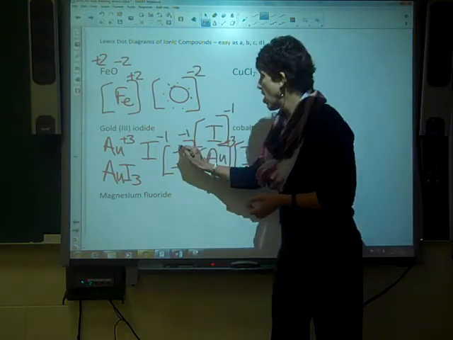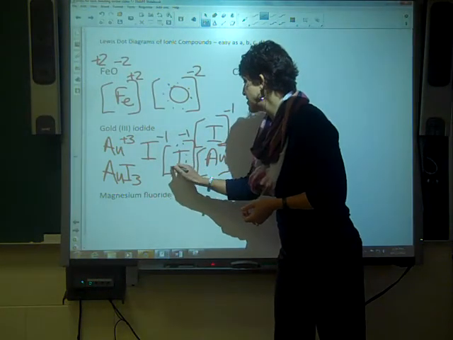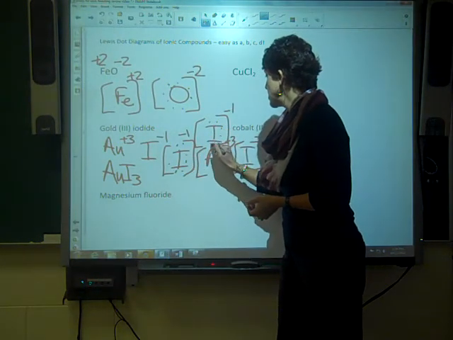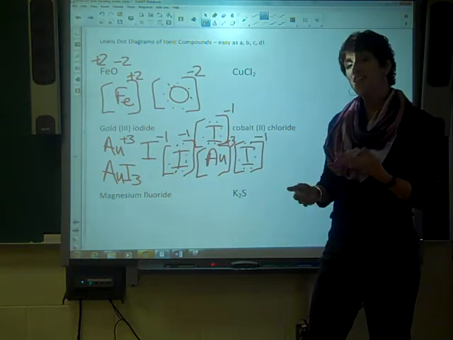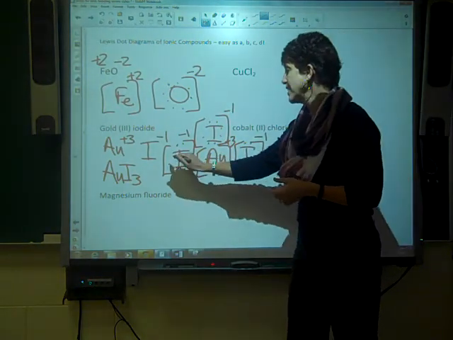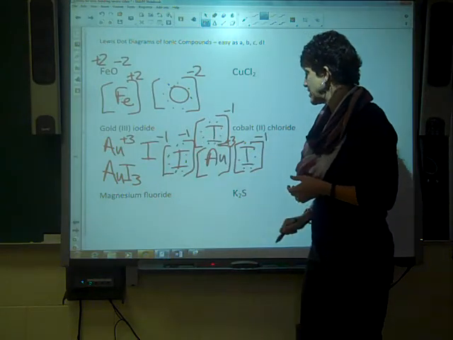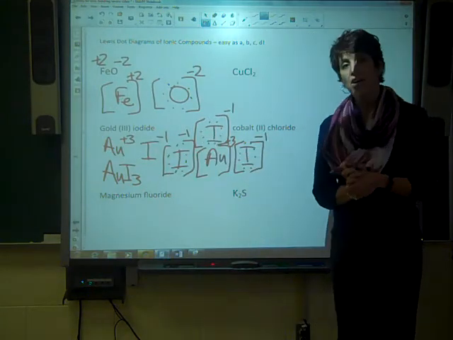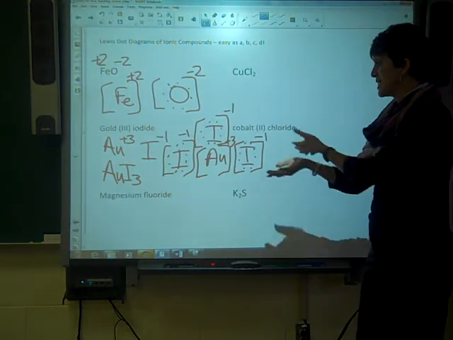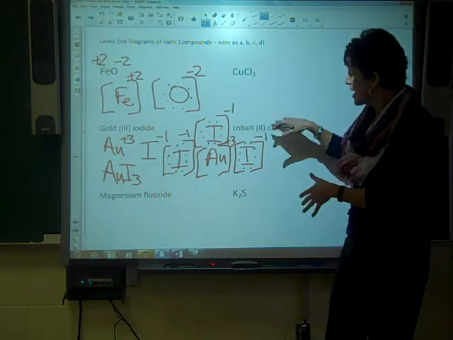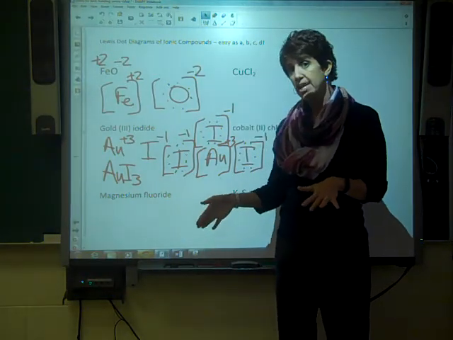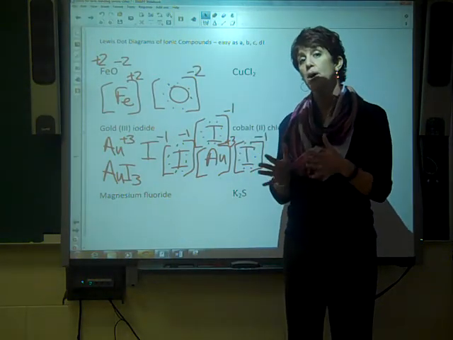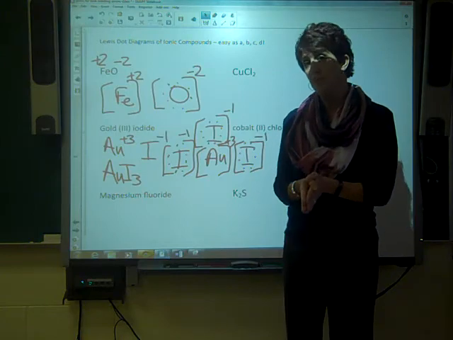Now iodine, they all had 7 dots. So I'll go around and put the 7 dots. They now have 8 dots because Au had 3 dots. It gave 1 dot here, gave 1 dot there, and gave 1 dot there. So that's why you needed 3 iodine to satisfy that gold. So again, I want you to go through, do the dot diagrams for the rest of these. If there are things that you're having questions about, please star them so you can ask me first thing in class.